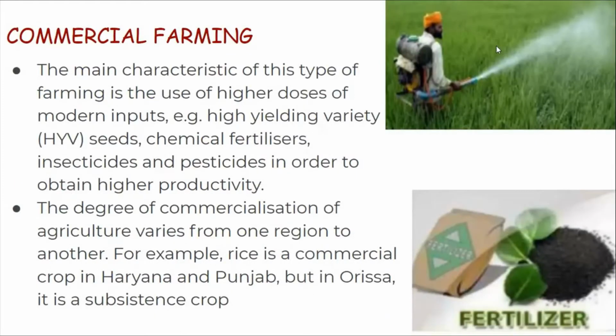Now, commercial farming. It is done for market purposes. In this type of farming, they use high-yielding variety seeds, chemical fertilizers, insecticides, and pesticides in order to obtain higher productivity. The degree of commercialization of agriculture varies from one region to another. For example, rice is a commercial crop in Haryana and Punjab, but in Orissa it is a subsistence crop.